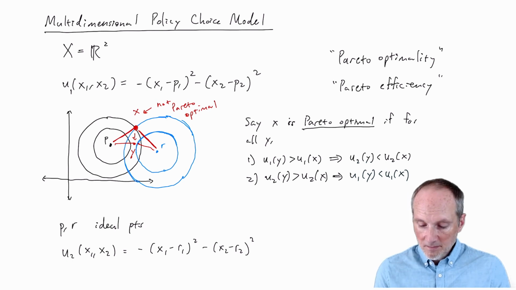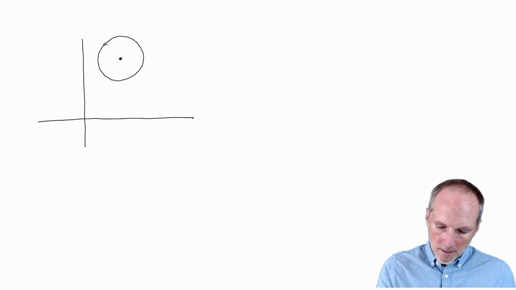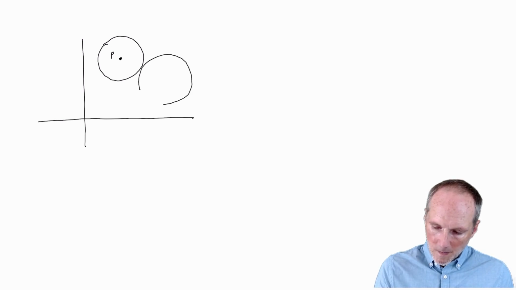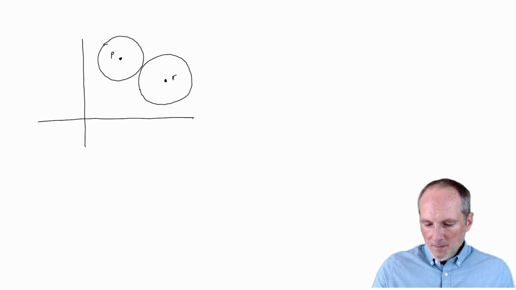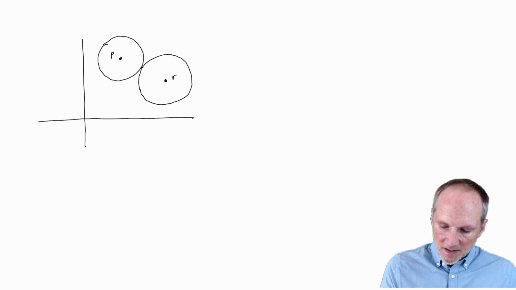What would a Pareto optimal policy look like in this model? Well, let's just go down here. I'll try drawing these circles again. Here's our policy space. There's our first decision maker's ideal point, and here's our second person's ideal point. And here I've drawn two indifference curves around those ideal points. And notice I've drawn them so that they're just touching right here.